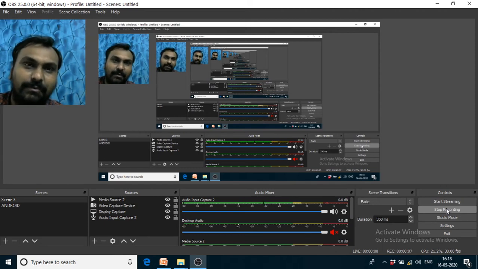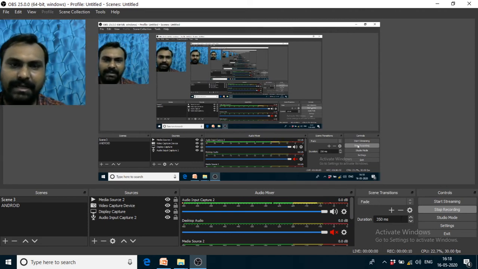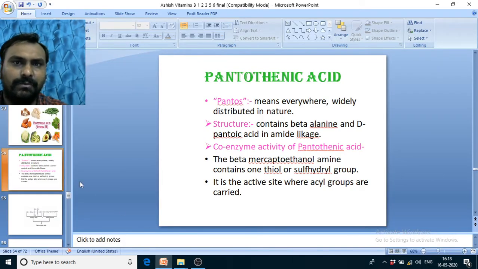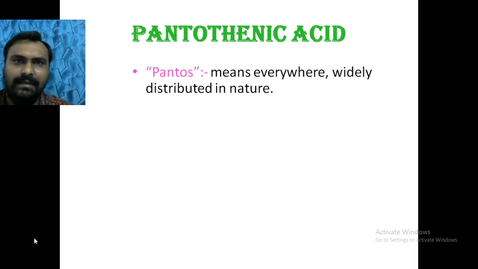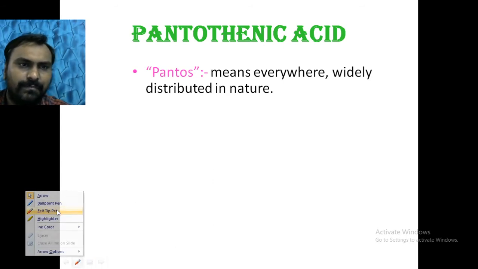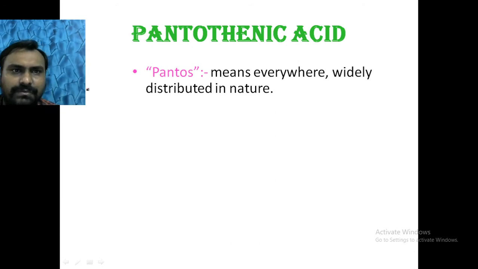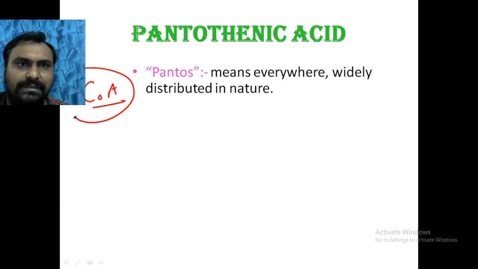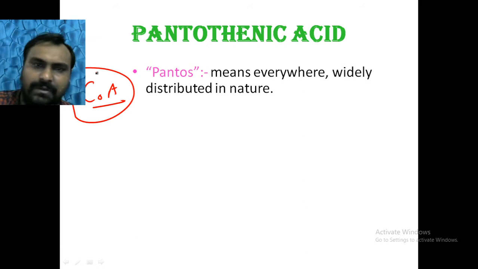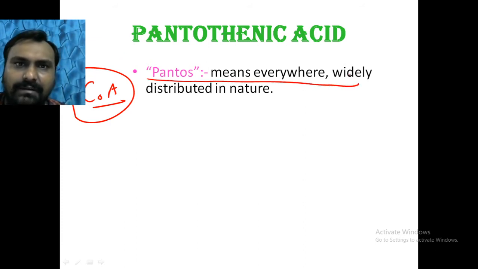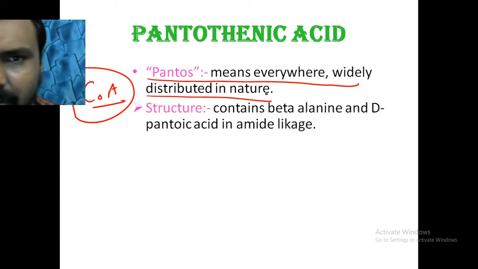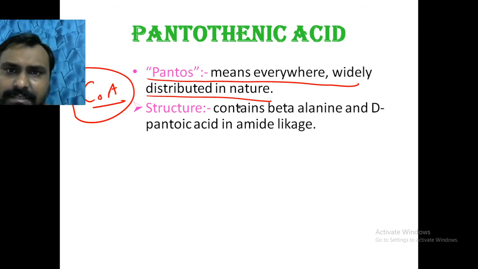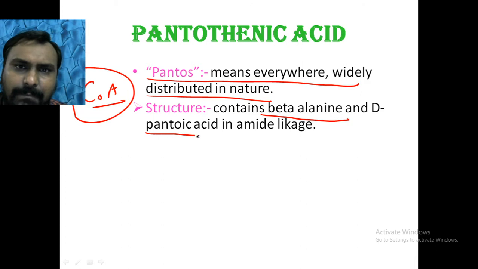Today I am going to discuss vitamin B5, that is pantothenic acid. We know that pantos means everywhere, right? Pantos means everywhere. So for vitamin B5, the active form, wherever you see the word coenzyme A, that is nothing but vitamin B5. It is widely distributed in nature because vitamin B5 is present in almost every vegetable and the like. The structure is made up of beta alanine and pantoic acid.